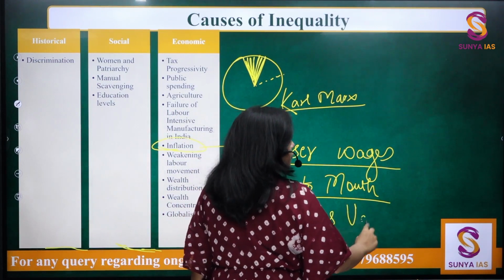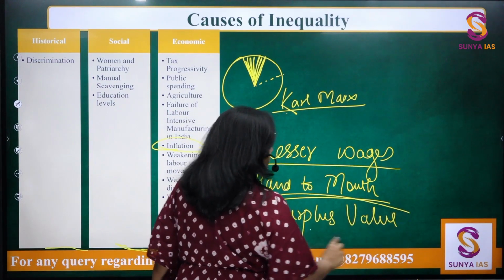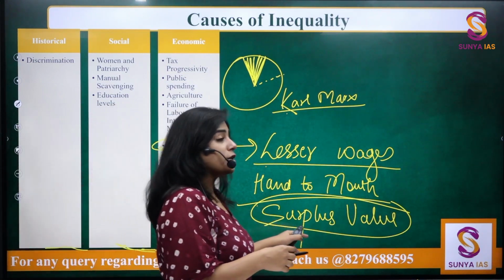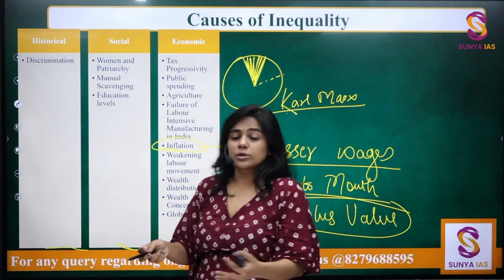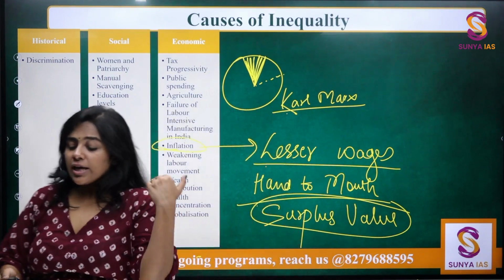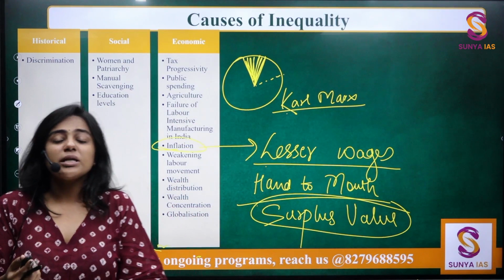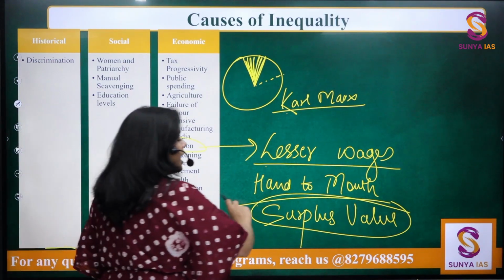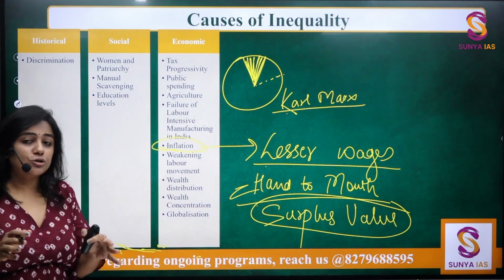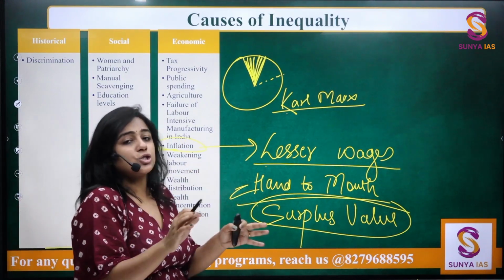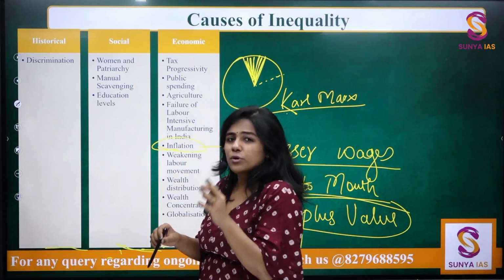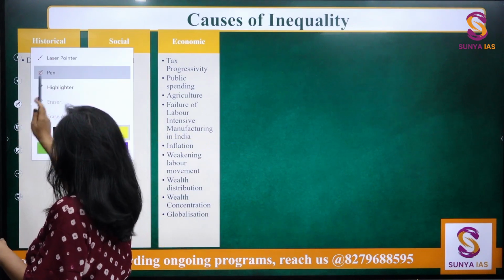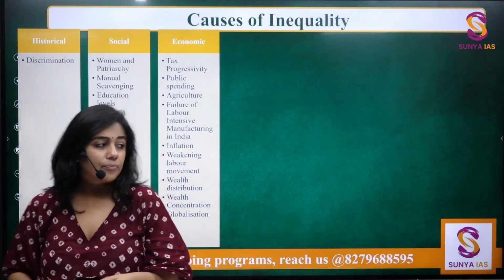So the workers who are actually working, who are actually producing things, are not able to generate any surplus value. They are not able to make any savings. When inflation is very high, they are not able to make any savings, and that is why they will always be hand to mouth. So a high inflation will always pinch the poorest of the poor more than the rich ones, and that will again lead to income inequality.